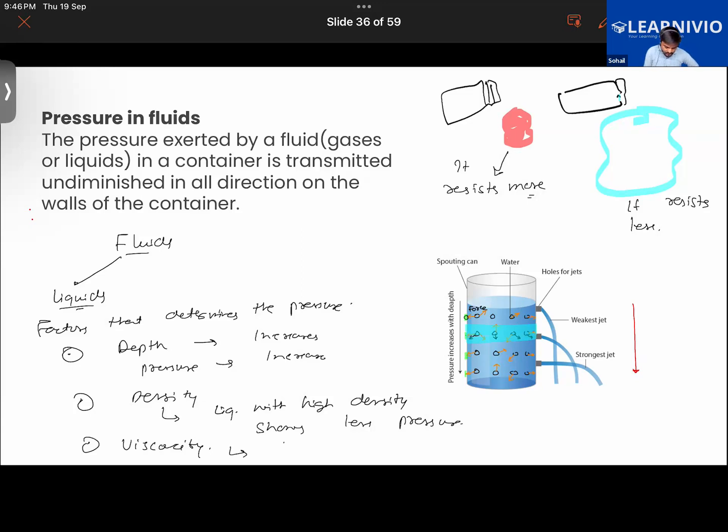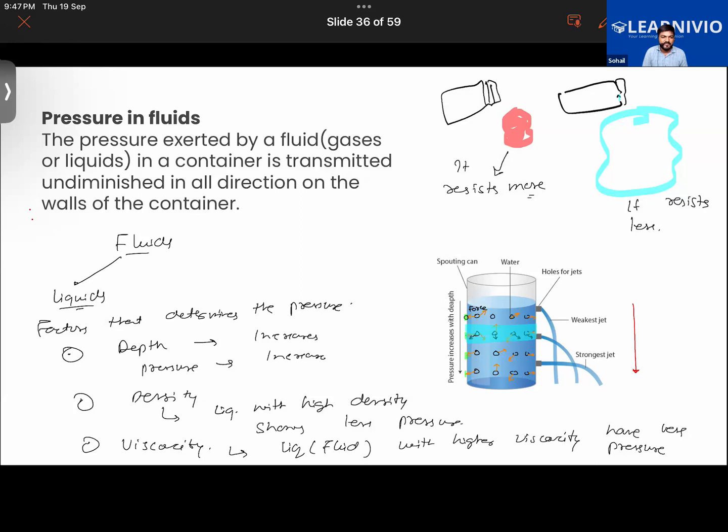So here, a liquid or fluid with higher viscosity has less pressure in it. Is that clear? And vice versa, liquids with low viscosity have high pressure in them. So they are inversely proportional. In short, viscosity basically means opposition to flow. So these are the factors that determine the pressure: depth, density, and viscosity.